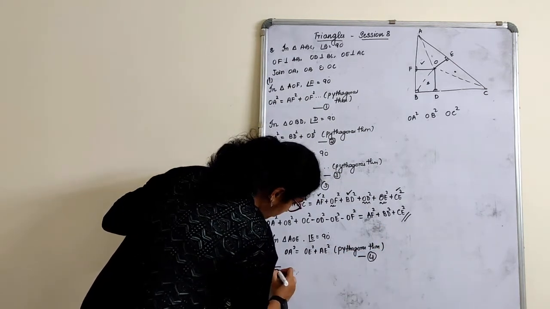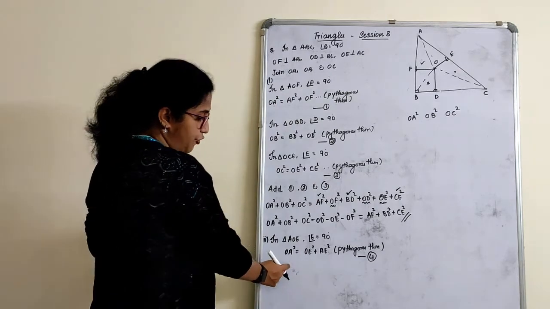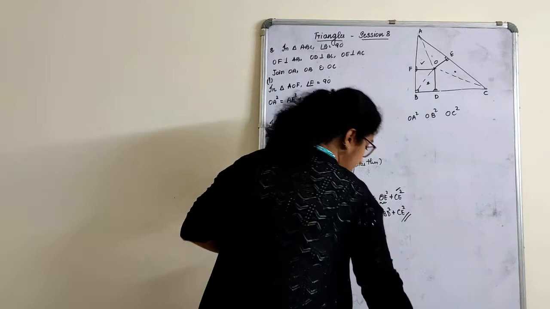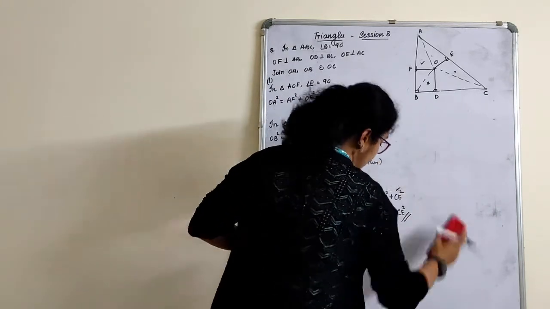This equation 4 can also be written as in another form, children. I'll tell you later how to write this and why we have to choose that. Next part, next three set of triangles we will write.